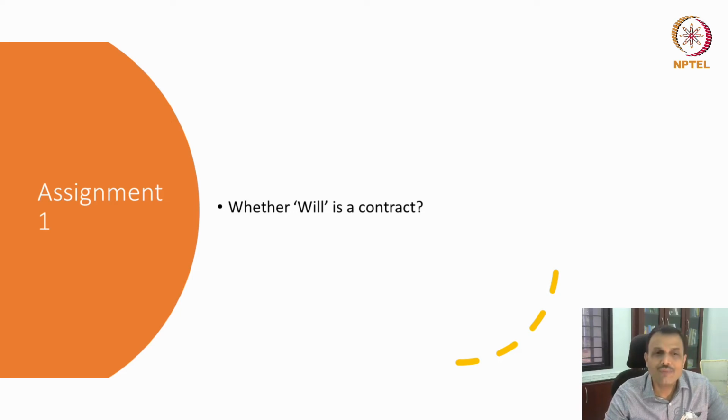Now, please note, a will is your declaration of intention. What should happen to your property after your death? That's what is the expression of the will, right? Now, please note, it is kind of an expression. It's kind of a promise. It says that, look, after my death, this is what will happen to my property.